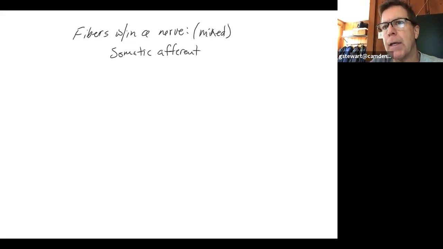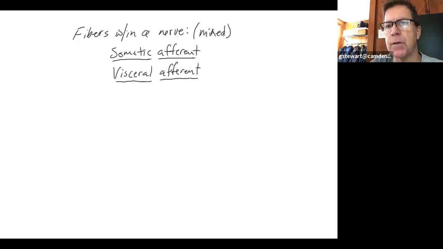So somatic means external world, external environment. Afferent gives us the directional pathway toward the central nervous system. So these would be sensory nerves that are sensing the external environment. There's also visceral afferent fibers. So if we just dissect this term, visceral means from the inside of the body, internal organs. Afferent is the directional pathway toward the central nervous system.